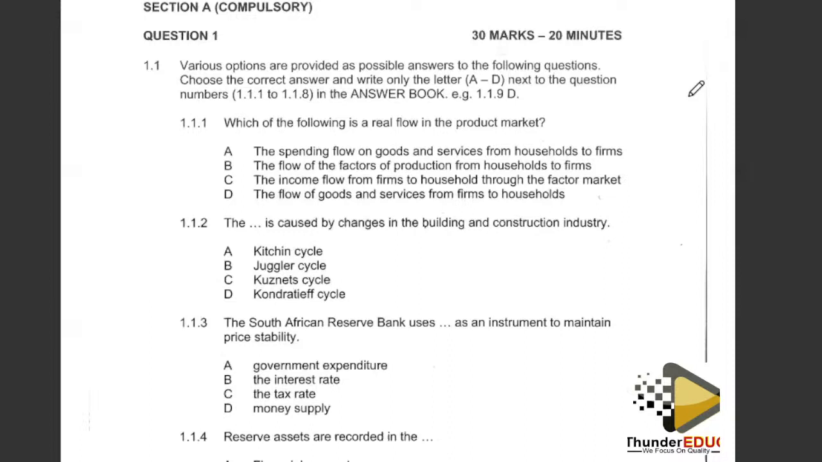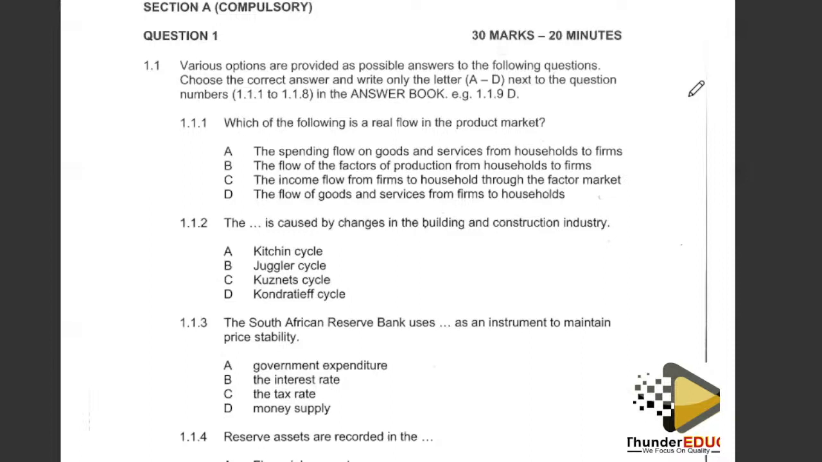Okay, right. So now let's check option A. Option A: we have the spending flow on goods and services from households to firms. It's out, so we cancel it. The second one, which is B: the flow of the factors of production from households to firms. This one is also totally out. So now let's check the next one, option C. It reads as follows.